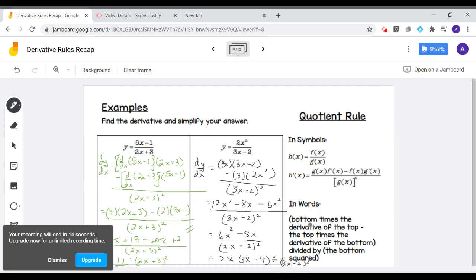all squared. Thank you, and work on the practice questions, please.